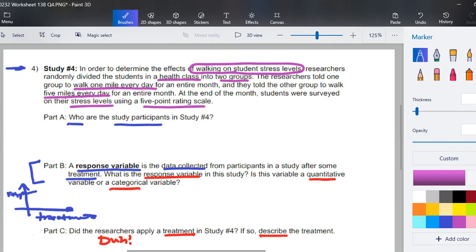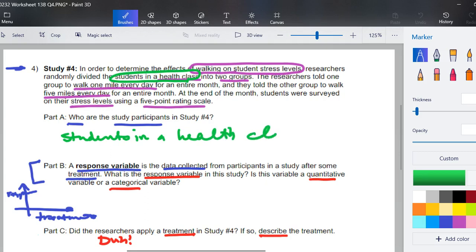So the first question, who are the participants in the study? So let me grab a different color. Who, they're right here. Who, it's the students in a health class. And again, that could even create some bias in our study, which we're not even talking about bias yet, because they're already in a health class.